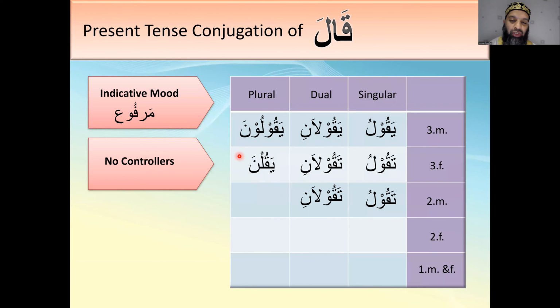Somebody's asking, why does this one start off with ya? Again, it's third person, so it starts off with ya. But you're going to say, why don't these two start off with ya then? Because that's the template for feminine. The first two start off with ta in third person, the last one starts off with ya. So that's why I'm saying, if you struggle, don't worry about the feminine ones, because there are a lot of exceptions. They don't follow a flow. So taqulu, taqulani, what's here? Good. Taquluna.